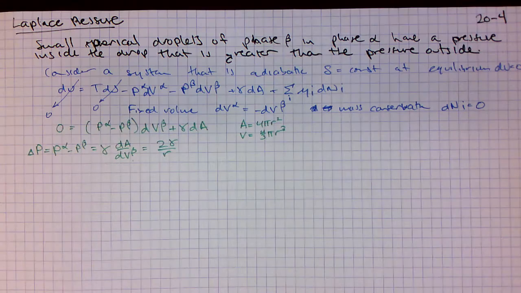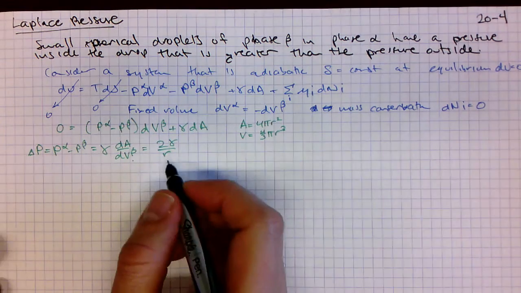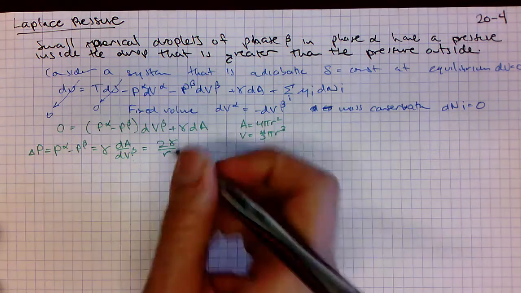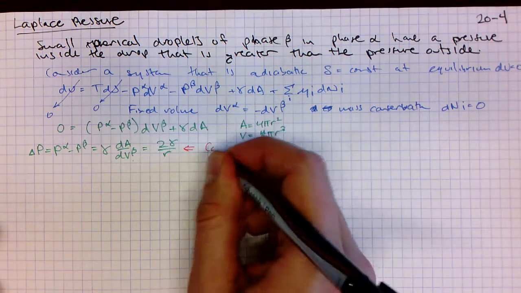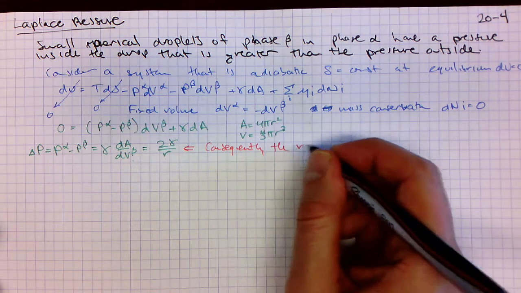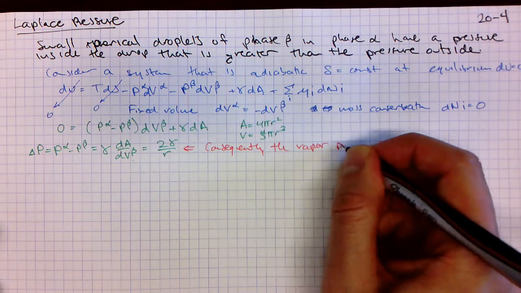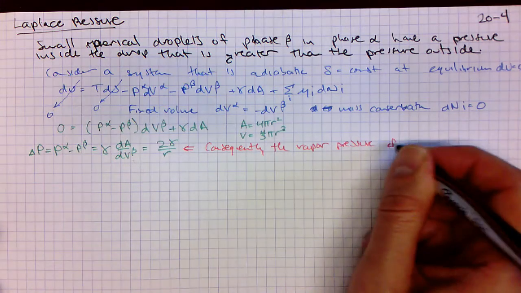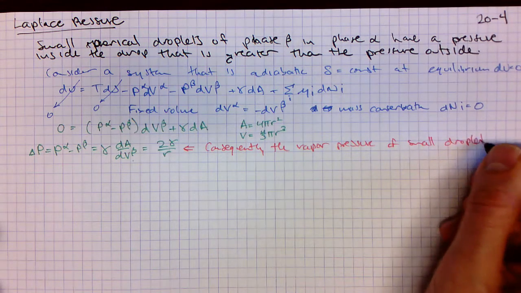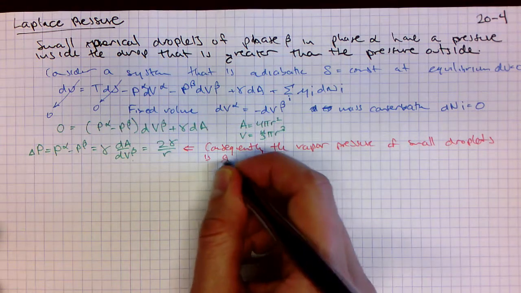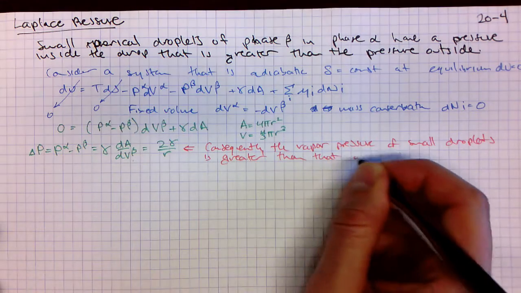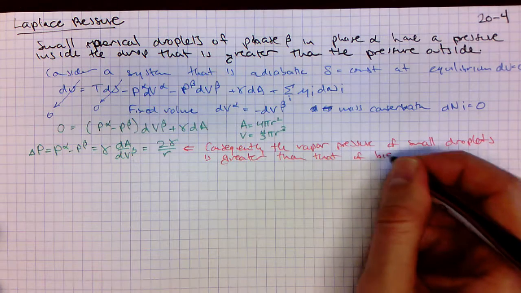So we can see that as a consequence, the vapor pressure of small droplets is greater than that of big droplets.